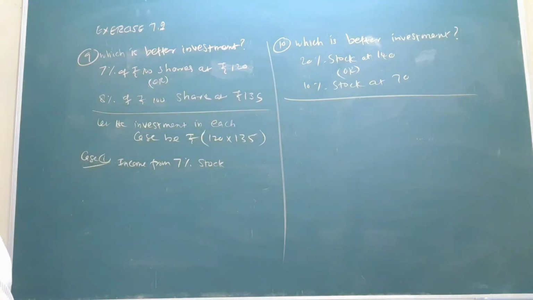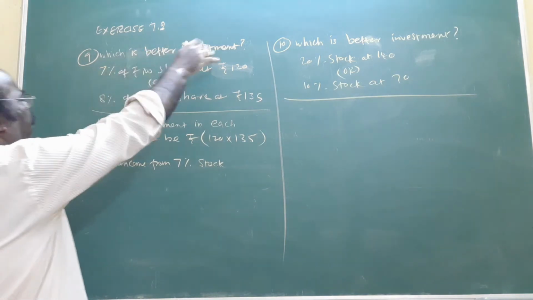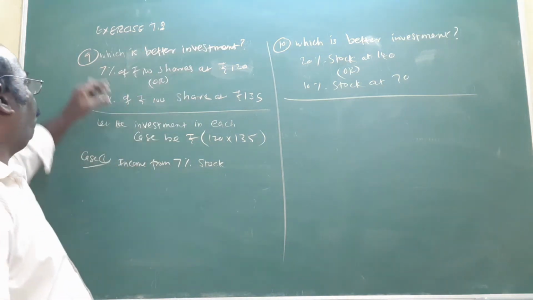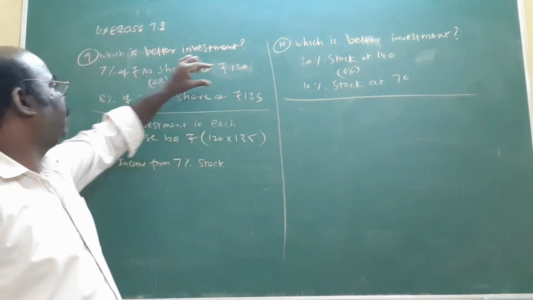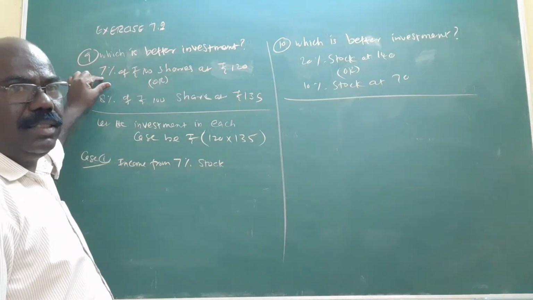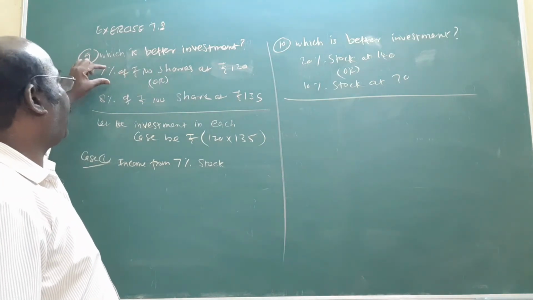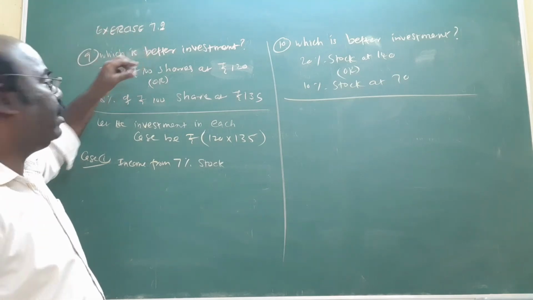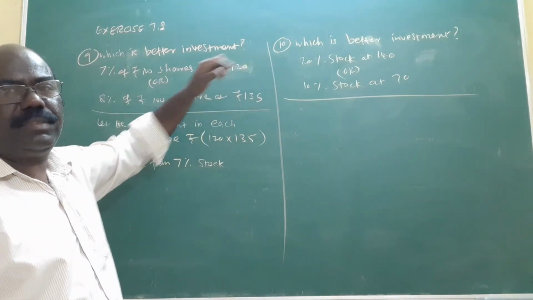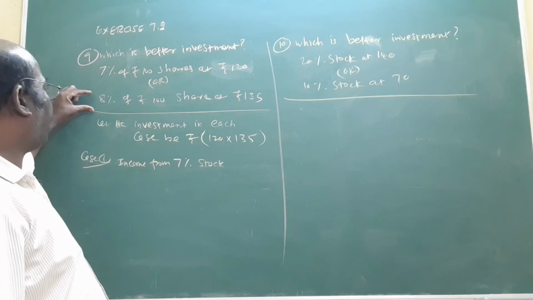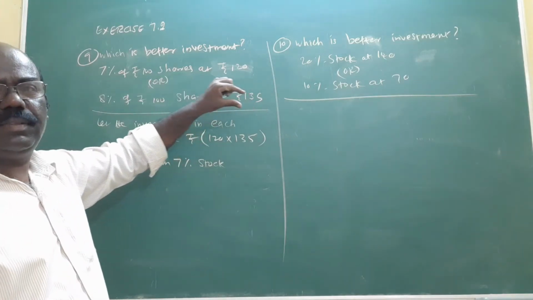Now, the 9th and 10th are both the same type of problem. The last two questions, both are very important 3 mark questions. Not 5 mark, 2 mark or 3 mark questions. Which is better investment? That means what? One data is given: 7% stock. Same thing, if we deposit in some bank, we get another income.